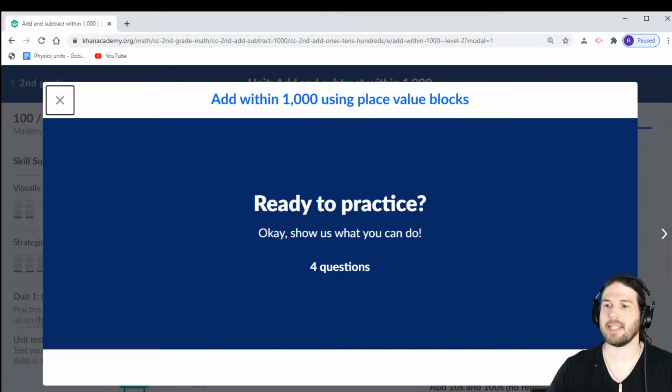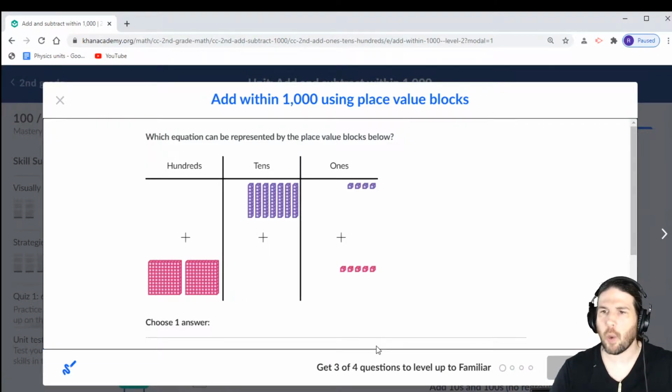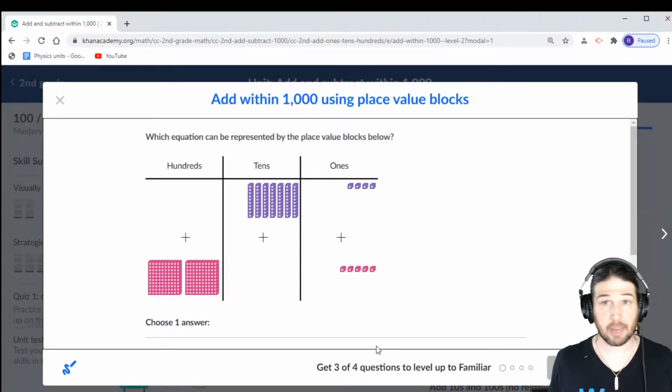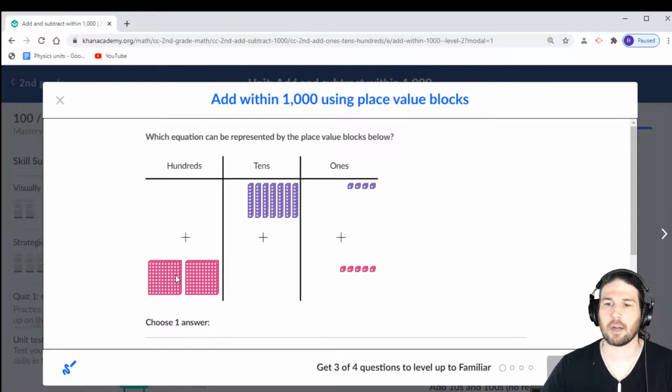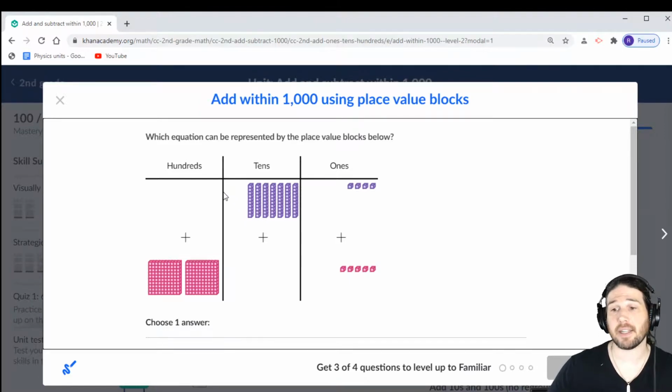Yes, I am ready to practice. Let's do this thing. Which equation can be represented by the place value blocks below? Now, in the last stream, we talked about how these square grids of blocks actually represent 100, right? Because if you take 10 of these 10 columns and you squish them together, you get one of these 100 squares. Okay? So we've got 10, 20, 30, 40, 50, 60, 74, right? This purple number is 74, and we are adding to that number 200 and 1, 2, 3, 4, 5.